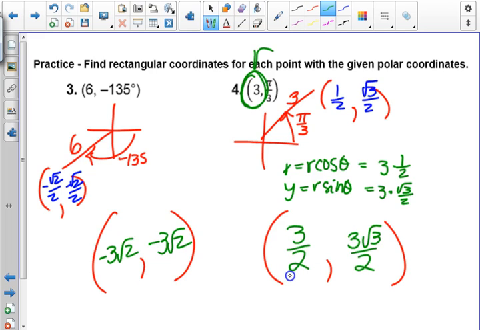We all good? What if it wasn't a unit circle number? Then we'd be super excited because we'd just get to type it in, right? If it said radius of 7 and an angle of 28 degrees, you'd type 7 cosine of 28, 7 sine of 28, making sure you were in degrees, right?